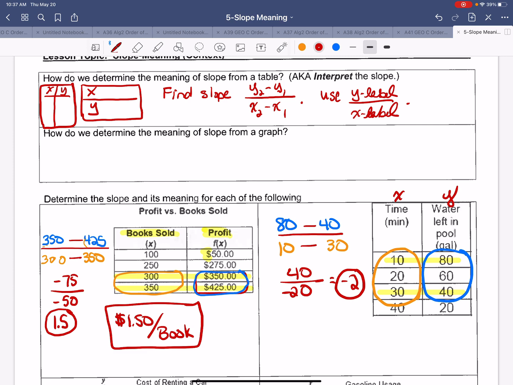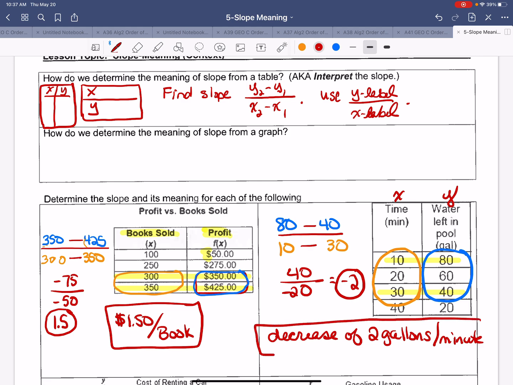It says here to determine the slope and its meaning. What's the meaning for this? Well, the meaning is going to be Y label, which is gallons, over X label, which is minutes. So this is negative 2 gallons per minute. What does that mean? That means there was a decrease of 2 gallons per minute. So that is the answer I would be looking for. If you put negative 2 gallons per minute, that would be okay, but that's not the best answer. Recognizing that negative 2 means a decrease is important.